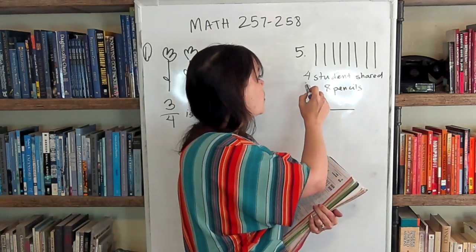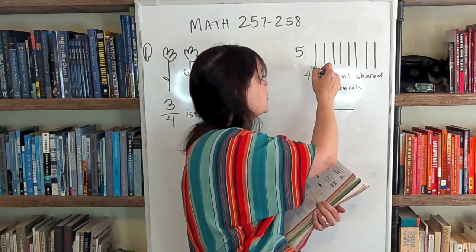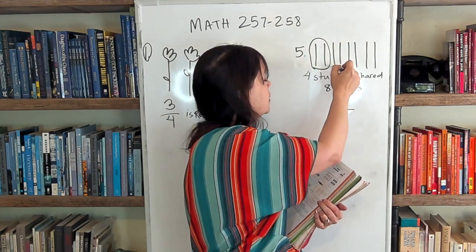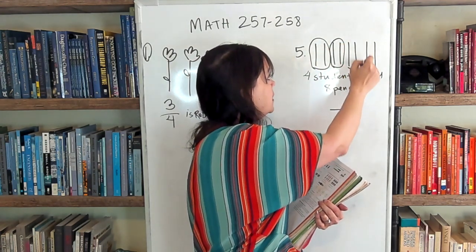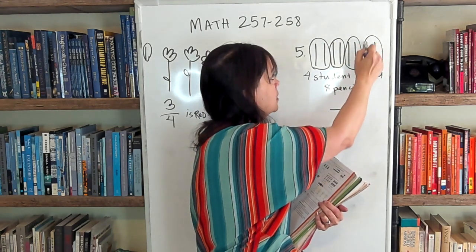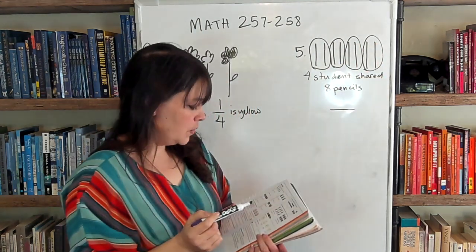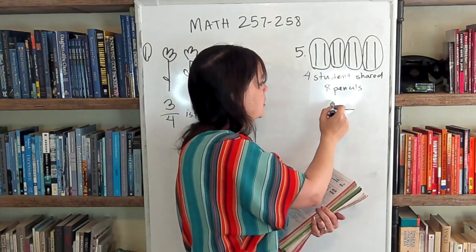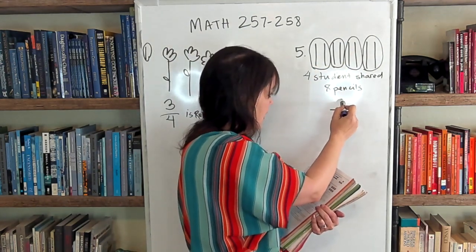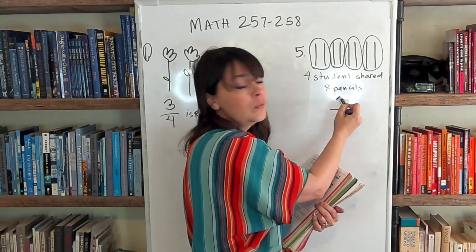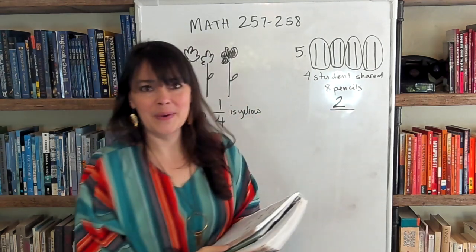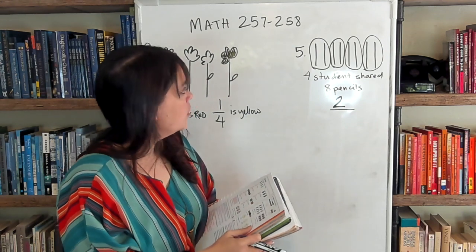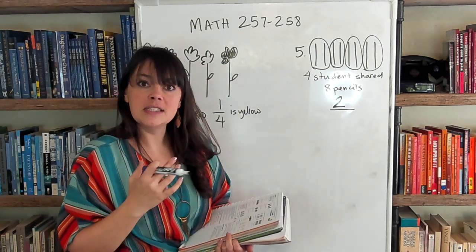Okay, so there are 4, so it needs to be 4 groups. We give each student 2 pencils. That is dividing your set into 4 equal groups. So each student gets how many pencils? 2. All right? That's another way that we are thinking with fractions and using it.